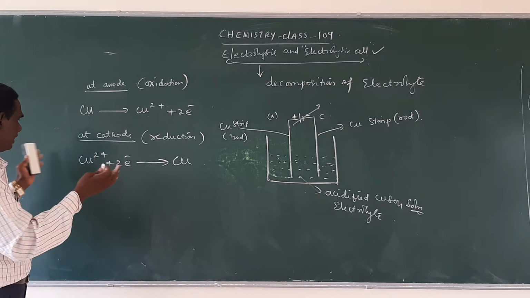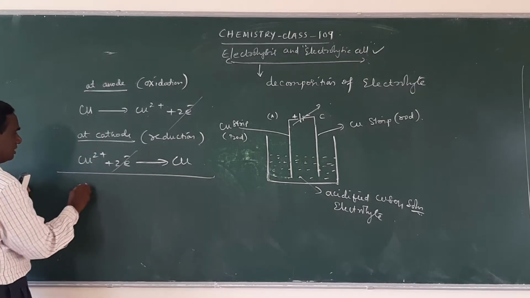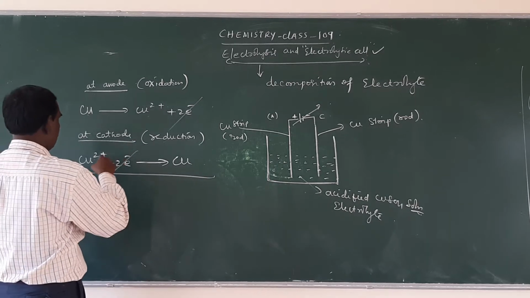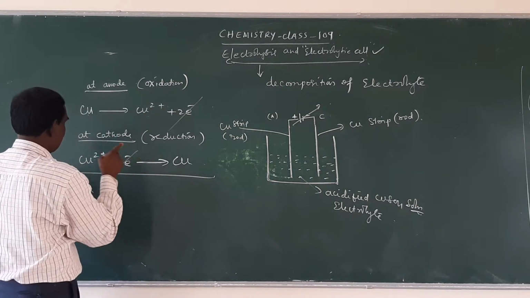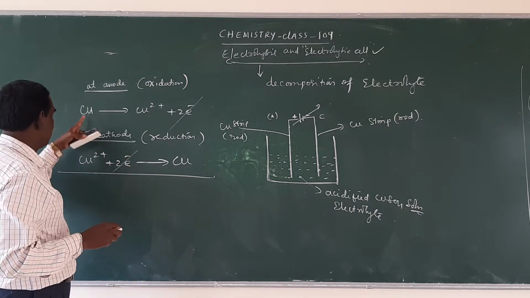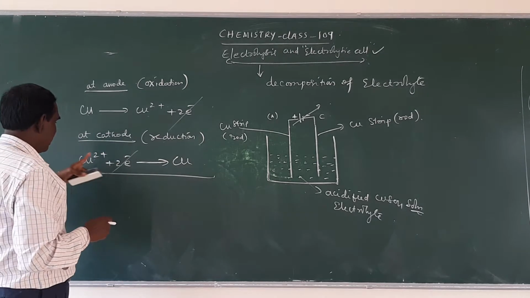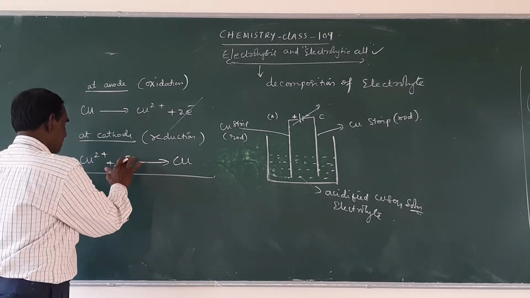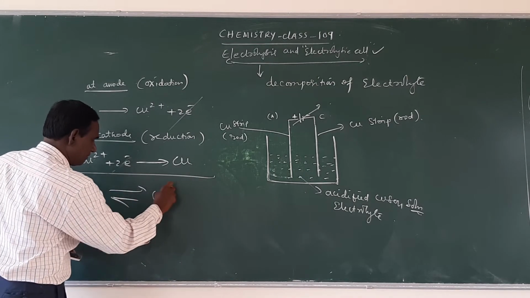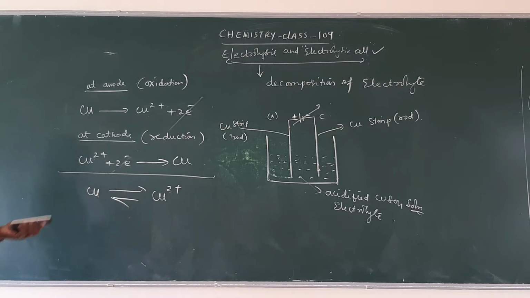The net reaction is nothing but, you can remove this, Cu2+ and Cu. That means oxidation and reduction take place in such a way that copper metal enters into the solution as copper ions, and the copper ions are reduced to copper. So Cu is oxidized to Cu2+ and Cu2+ gets reduced to copper. That is how we can write it.